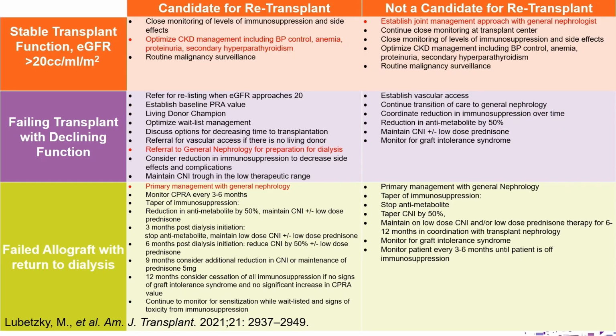The antimetabolite typically is stopped first in most patients, and then over time, the CNI can be tapered by 50%, and then somewhere again in the 6 months, plus or minus 6 to 12 months, to try to get everybody off immunosuppression. Done more rapidly in patients who've seen more complications from immunosuppression, done much slower in patients who develop graft intolerance or rejection of the retained allograft.